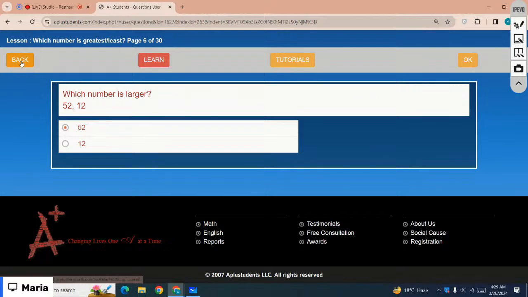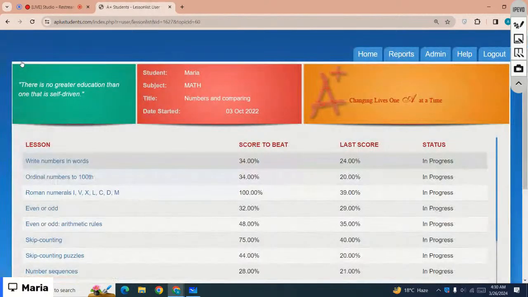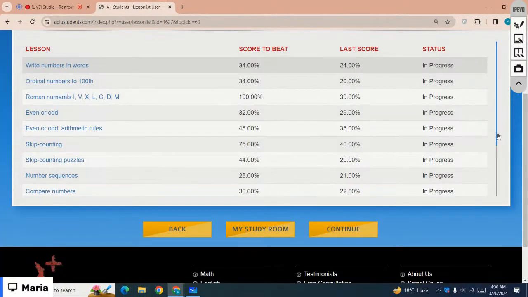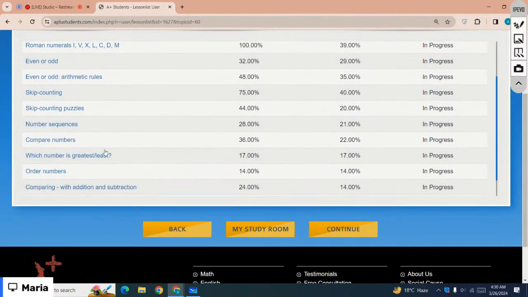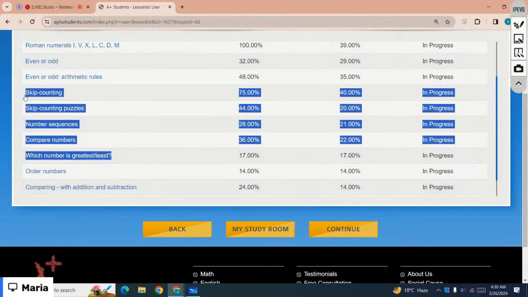Okay, you can complete the lesson by yourself later today. So, we were working on grade 3 math. The chapter we were working on is comparing numbers. The lessons we have covered from the chapter are skip counting, skip counting puzzles, number sequences, compare numbers, and which number is greatest or least, right?